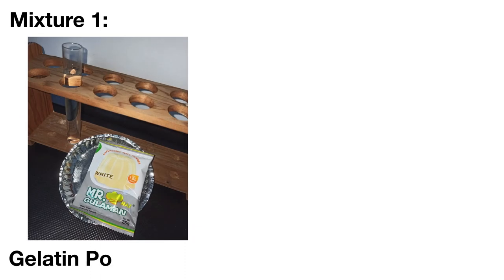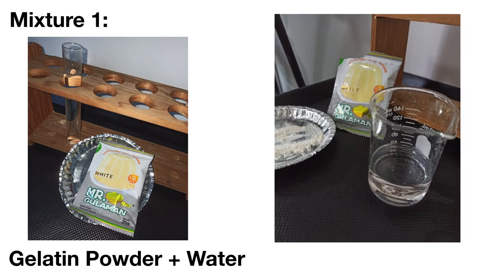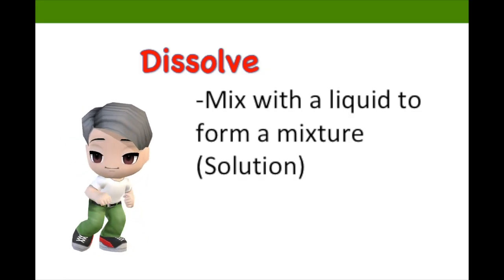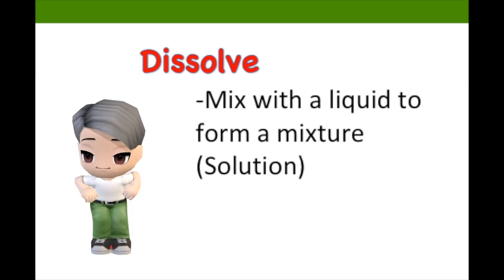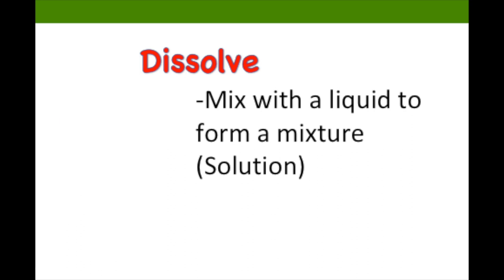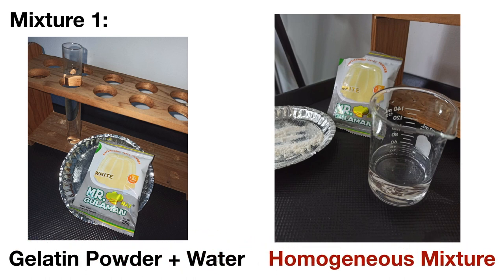By combining solid materials and liquid materials, we form a mixture. In the first mixture, I combined a gelatin powder with water. After stirring, what did you notice? The gelatin powder completely dissolved in water. Dissolve means to mix with a liquid to form a mixture or a solution. So where did the gelatin go? The gelatin powder spreads out and thoroughly mixes with water until you cannot see them anymore. This type of mixture is called a homogeneous mixture.